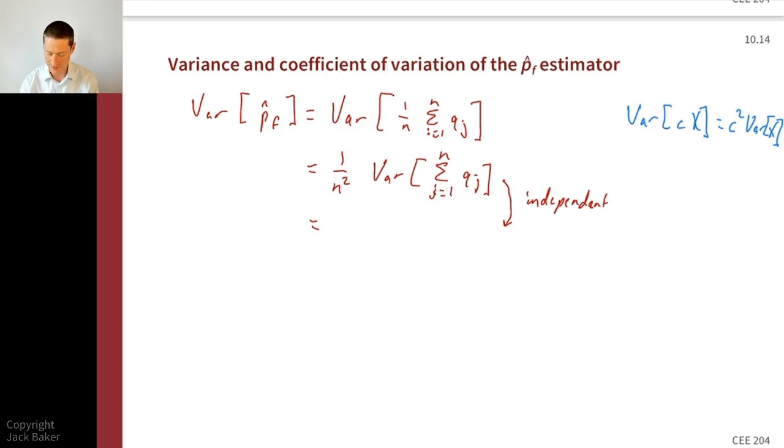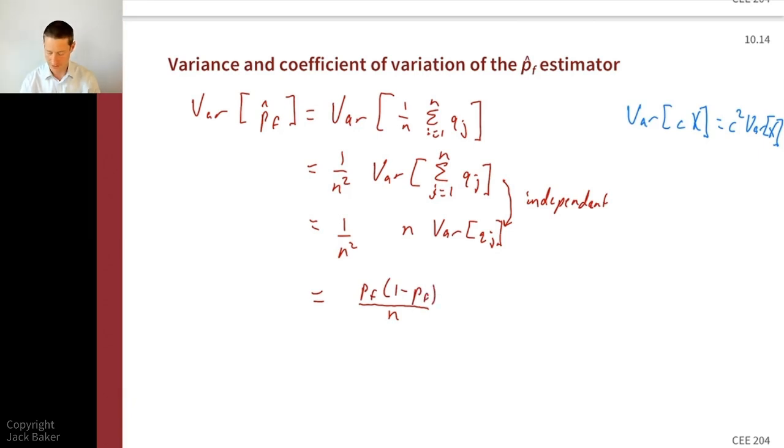Okay? And the variance of each term in that summation is identical. So I end up with n times the variance of qj. It's just n of the same thing. And let's see, so I've got a 1 over n squared in the denominator and an n in the numerator. So I'm left with an n in the denominator. And then the variance of qj we had on the previous slide, that was pf times 1 minus pf.